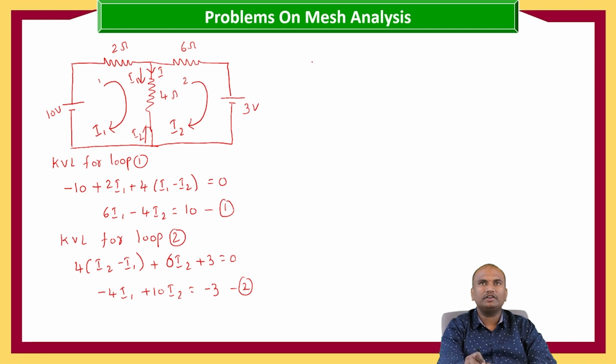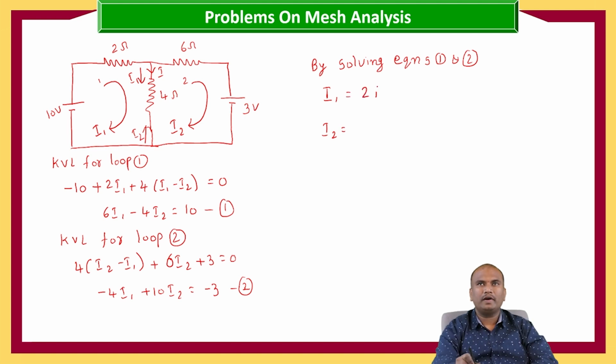By solving equations 1 and 2, we'll get I1 and I2. 2 amperes, 1.5, sorry, 0.5 amperes. So we got I1 as 2 amperes, I2 as 0.5 amperes.